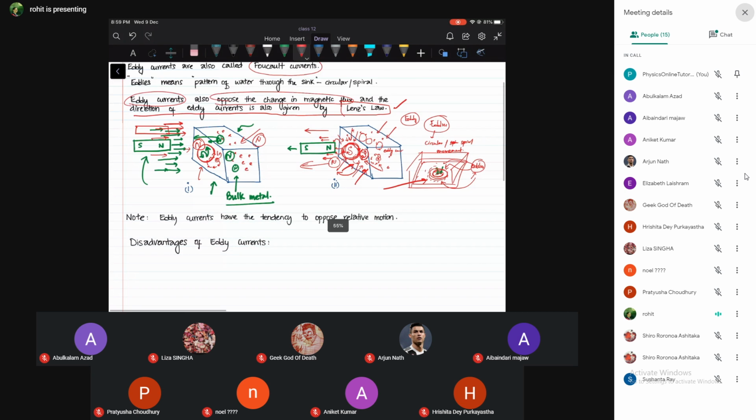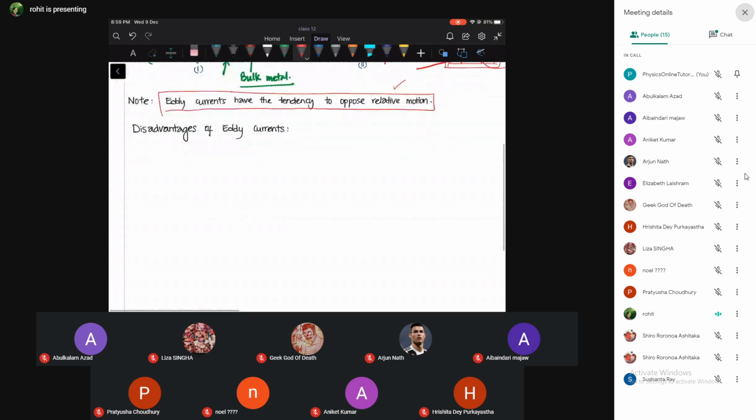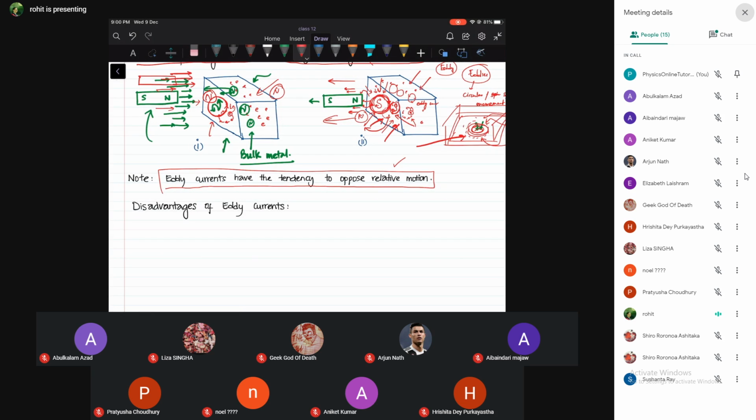That's why, see, I'm writing here. Eddy currents are always going to have a tendency of opposing the relative motion. There's an experiment also. I'll show you, maybe I'll send you a video later around 10 o'clock, so that you can understand what is going on. It's used to retard the motion.